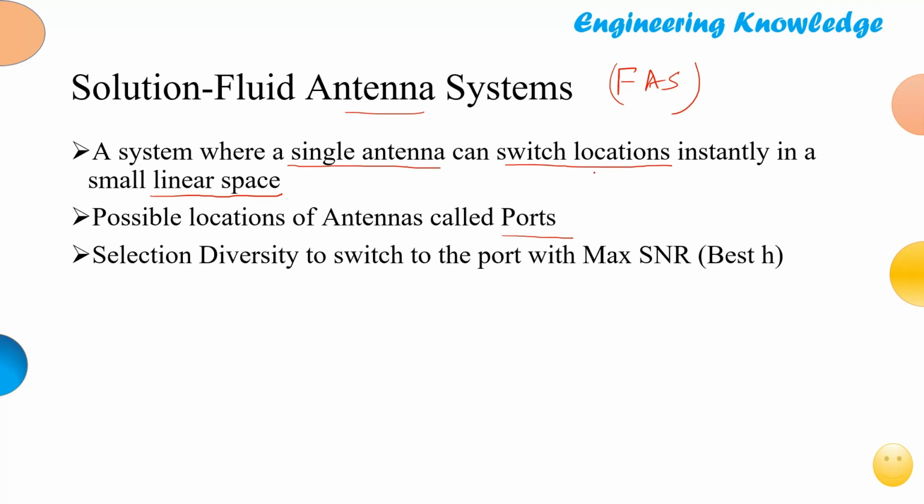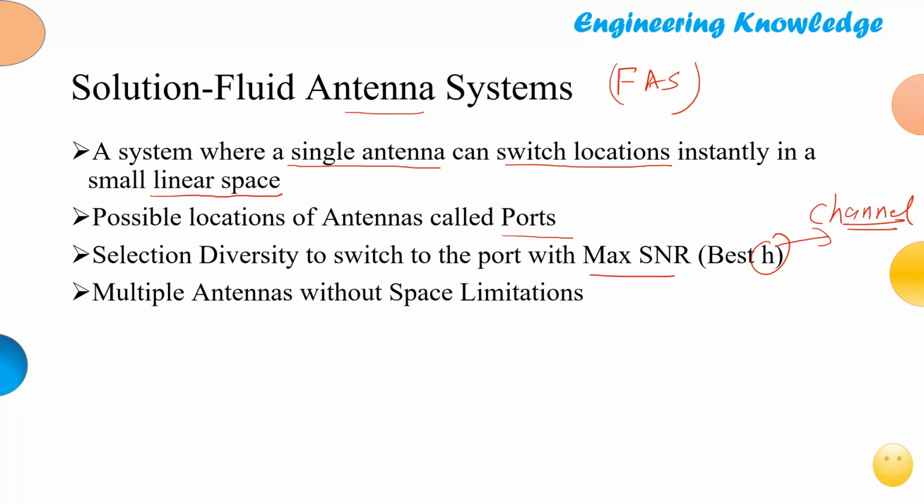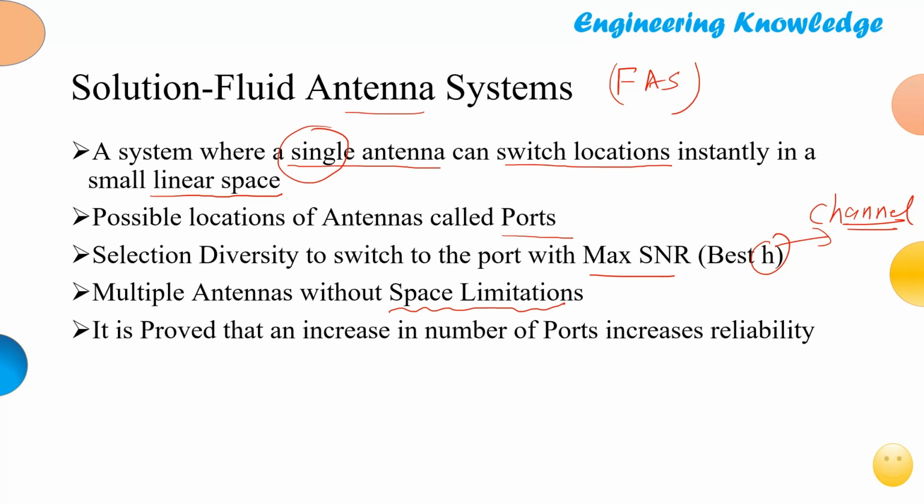The selection diversity is used to switch to the port having the maximum SNR, or you can say the best channel condition. The most favorable channel condition can be received by switching from one port to another port. Multiple antennas without space limitations, because actually there is only one antenna. So the space limitation that is there in MIMO systems can be avoided. It is proved that an increase in the number of ports increases the reliability. If it is possible to change the location of the antenna from one location to another, the larger the N, the less is the outage probability.